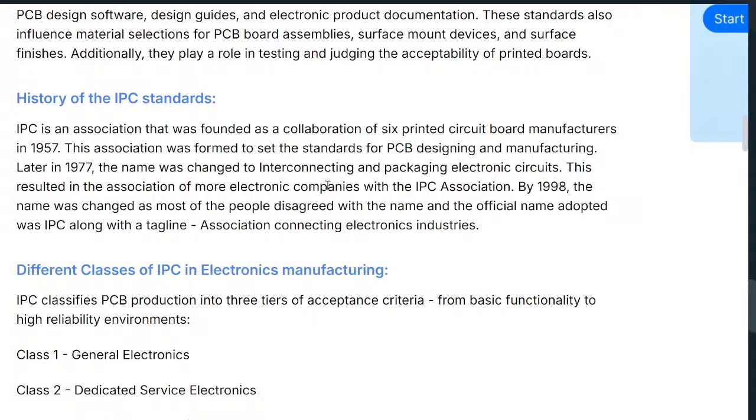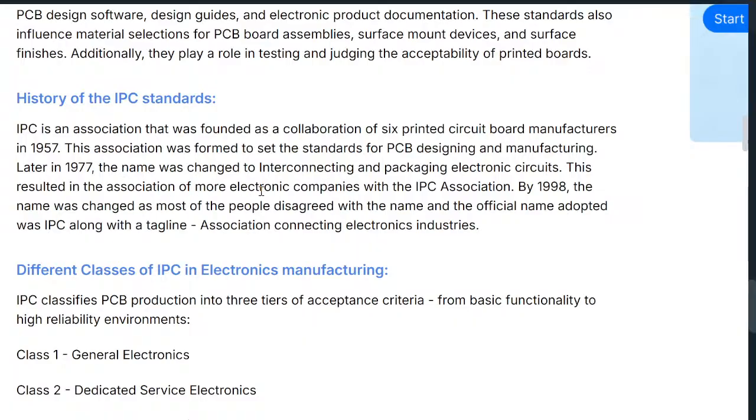And since 1957, this association has been playing a leading role in setting the standards for PCB designing and manufacturing. Later, in 1977, the name was changed to Interconnecting and Packaging Electronic Circuits. So the actual IPC referred to the Institute for Printed Circuits.